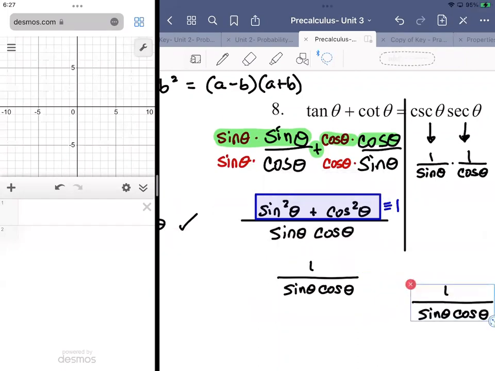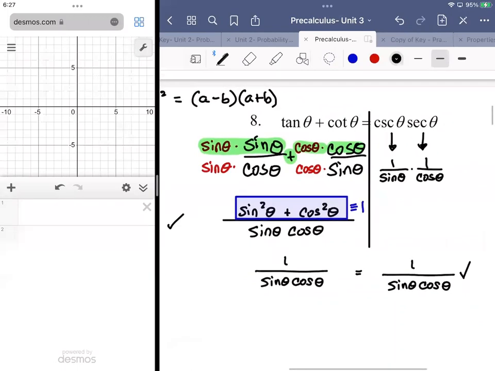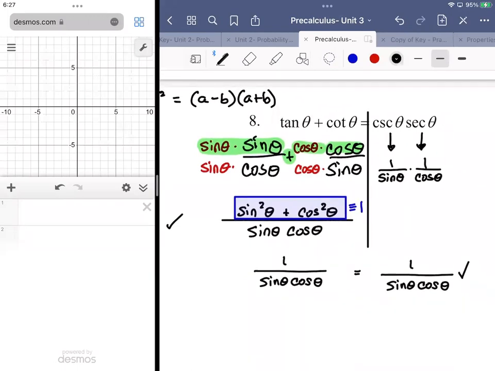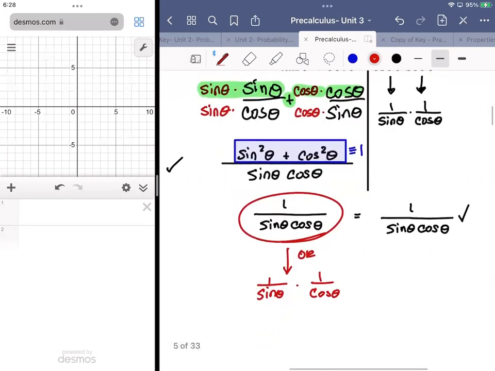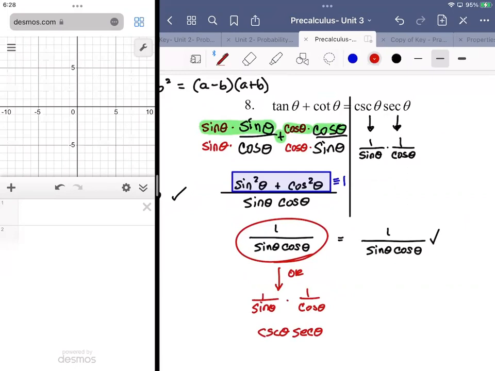And again, the whole point of this exercise is to get the left side equal to the right side to prove that these relationships are valid. As long as left equals right and you didn't break any rules along the way, you're in good shape. Alternatively, what we could have done would have been to break this up into 1 over sine theta times 1 over cosine theta, which in turn would have become cosecant theta times secant theta. So we would have got it either way. It's just a question of preference, really, more than anything else.